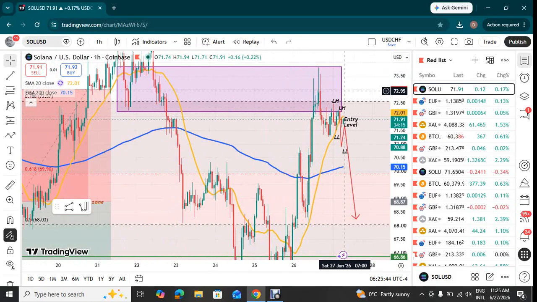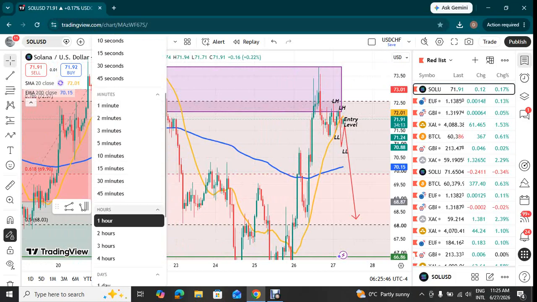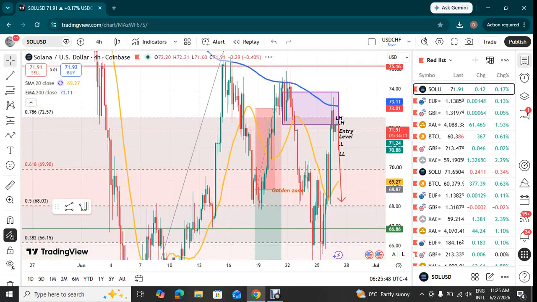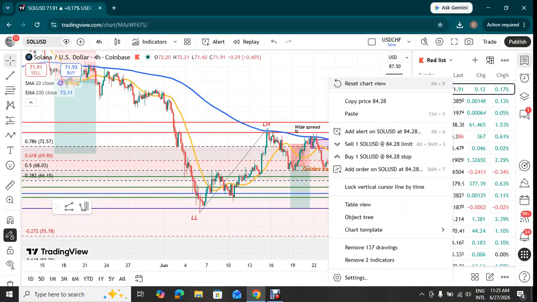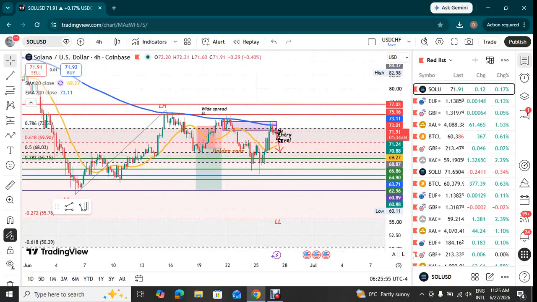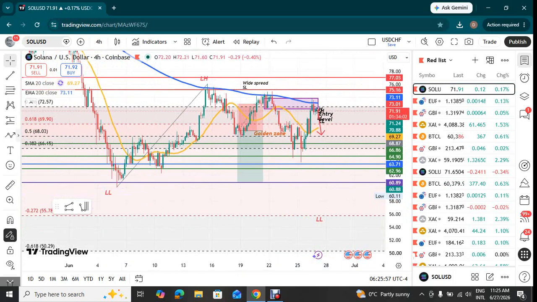All right, so I'm going to talk on Solana USD. Okay, you can see clearly we have a lower high here, lower low here. What do we expect to see on this market? Okay, we want to see price come towards the downside. That's exactly what we want to see.